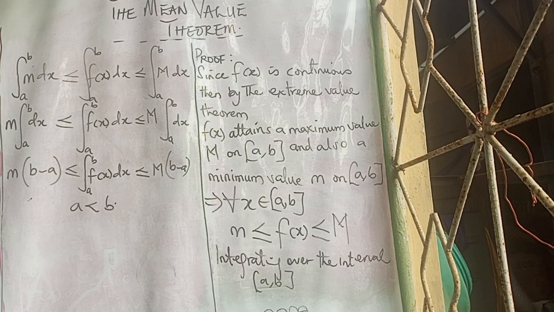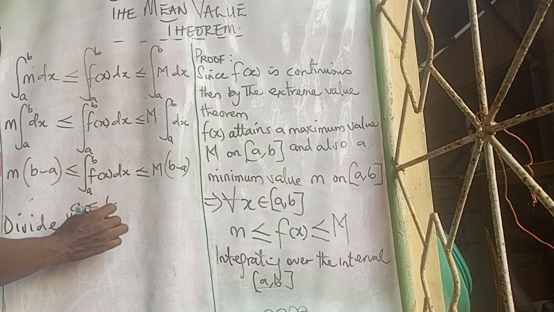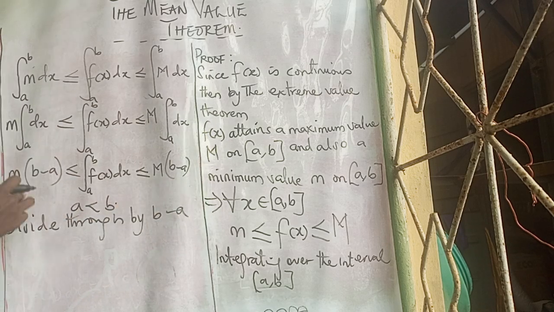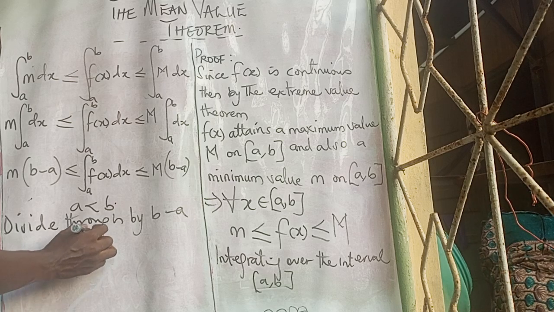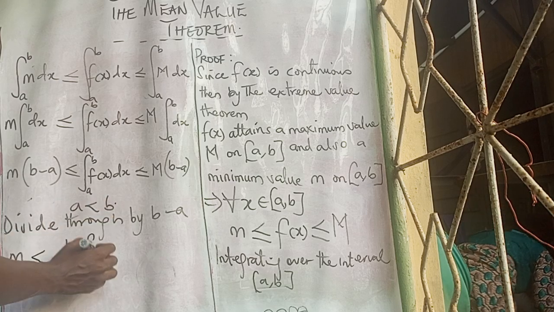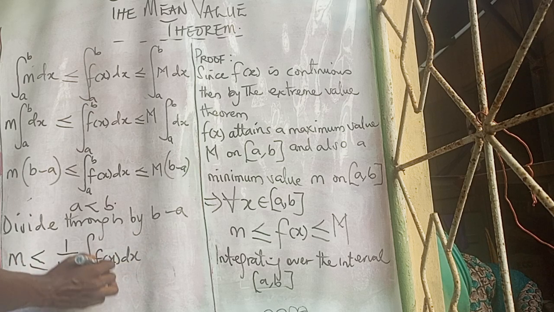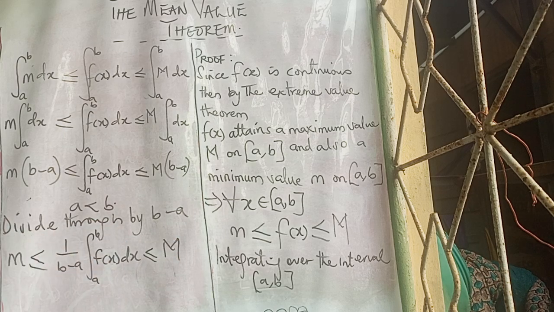Our a is less than b. By the time we divide through by b minus a, we have m less than or equal to 1 over (b minus a) times the integral of f of x dx from a to b, and that is less than or equal to our capital M.